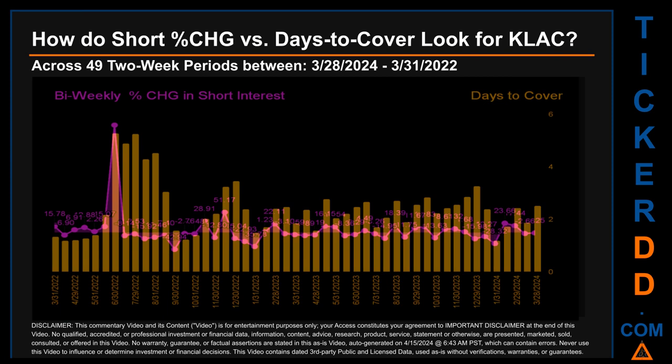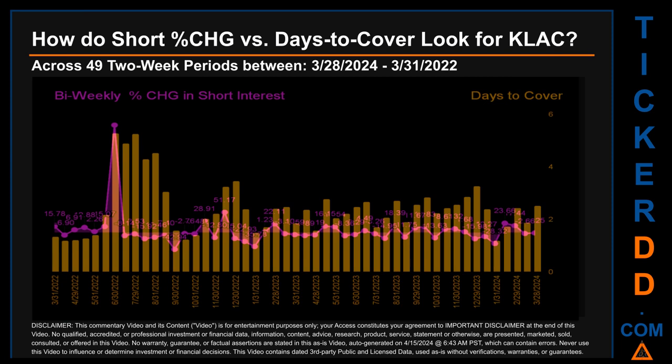Other interesting data points include: the largest percentage increase in short interest was 272.80%. It occurred once on June 30, 2022 settlement date. The largest percentage decrease in short interest found across those 49 two-week snapshots was minus 42.94%. It occurred once on September 30, 2022 settlement date.